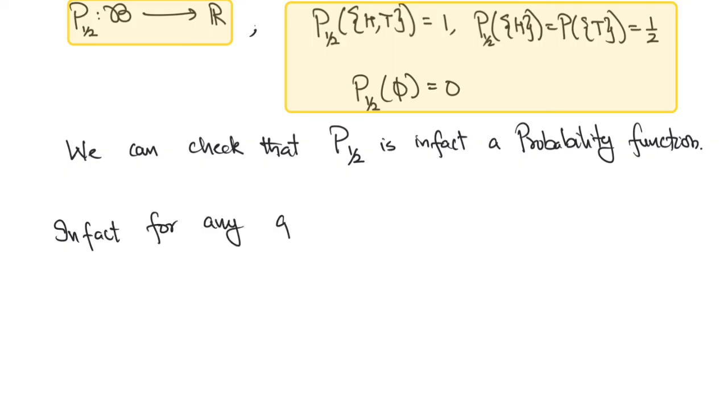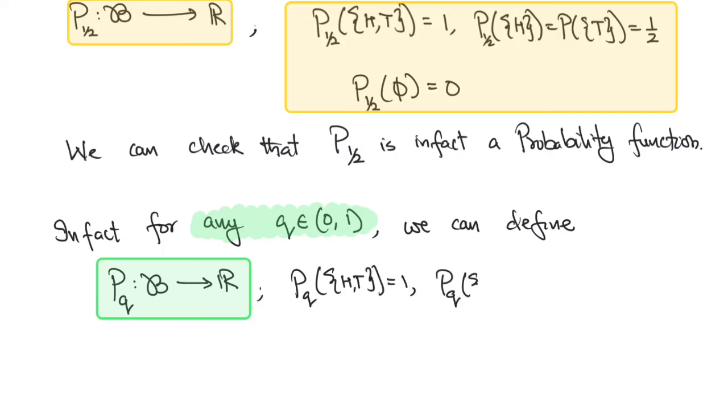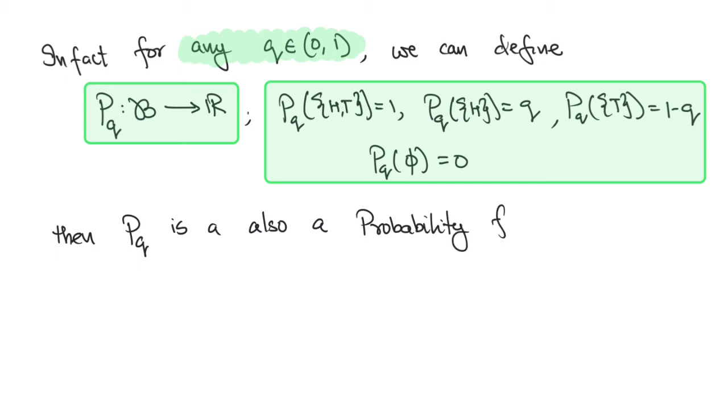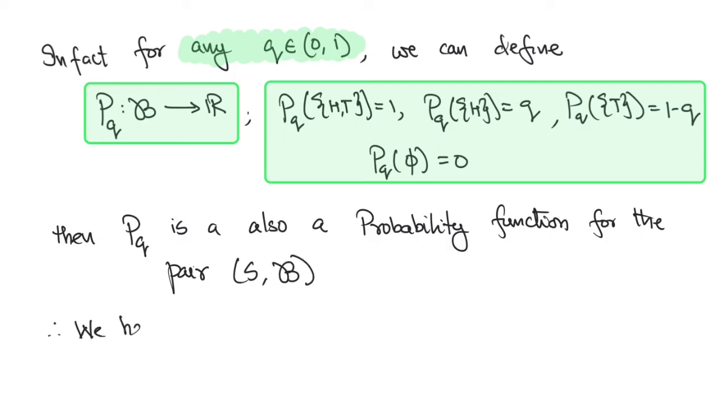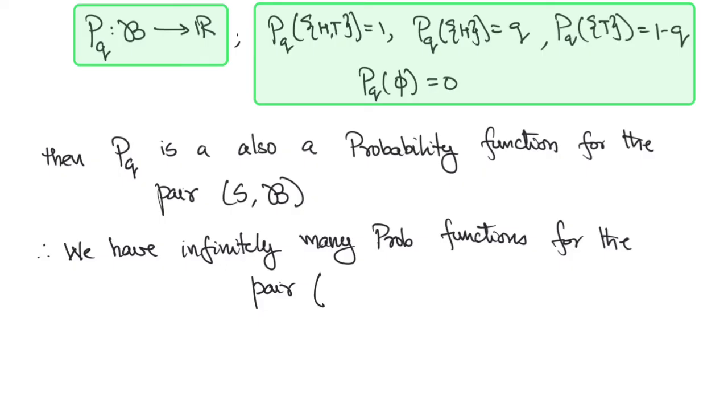In fact, for any choice Q, a number Q inside (0, 1), we can define P sub Q to be a probability function, that is a function going from B to R, which satisfies the following four conditions: the sample space goes to 1, it takes the event H to Q, the event T to 1 minus Q, and the event empty set to 0. And we can see that P sub Q is also going to be a probability function for the pair S, B. This gives us an infinite family of probability functions for the pair S, B.